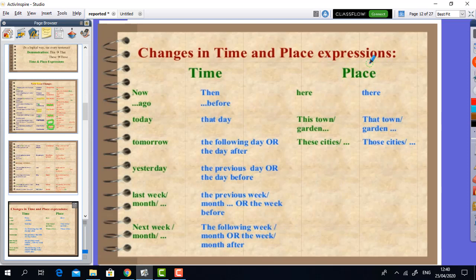As far as place expressions are concerned, we should remind that there replaces here, that replaces this, that town instead of this town, those cities instead of these cities. So those replaces these.